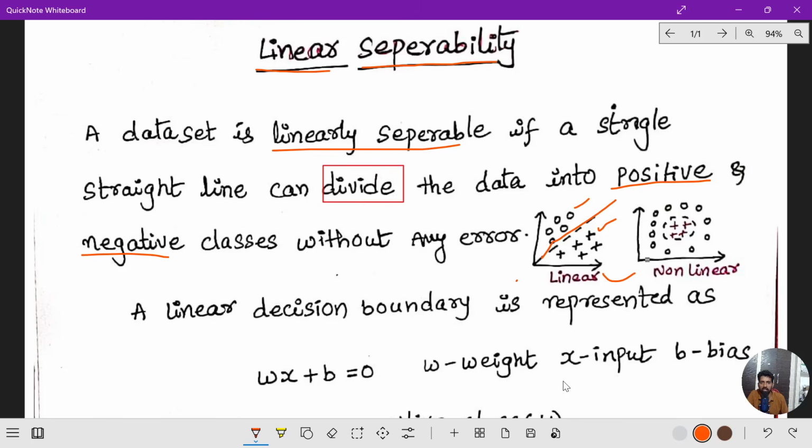But here it is non-linear because it is a combination of all. You can observe all these are circles, and in between we have plus signs. There is no line that separates them. Hence we cannot say this is linear, but we can say this is non-linear.